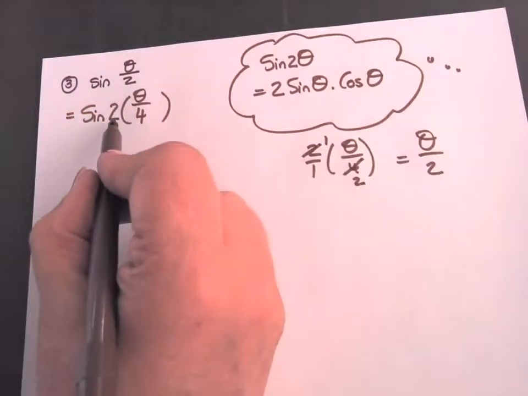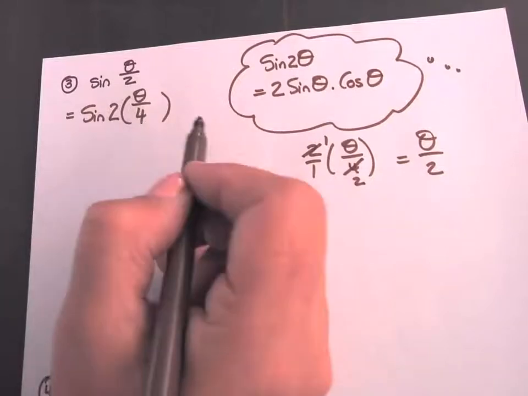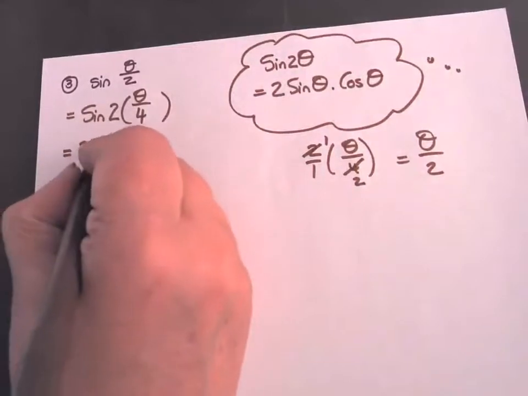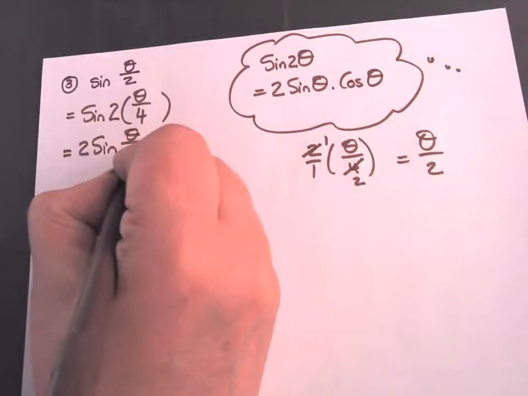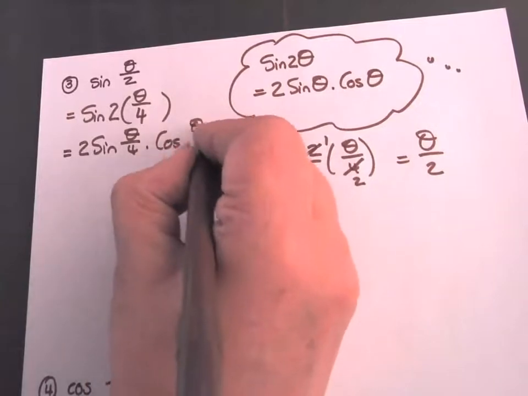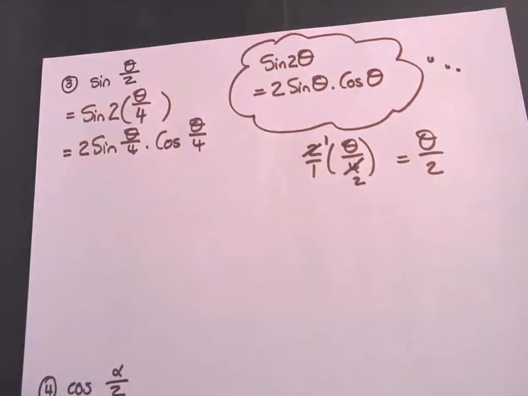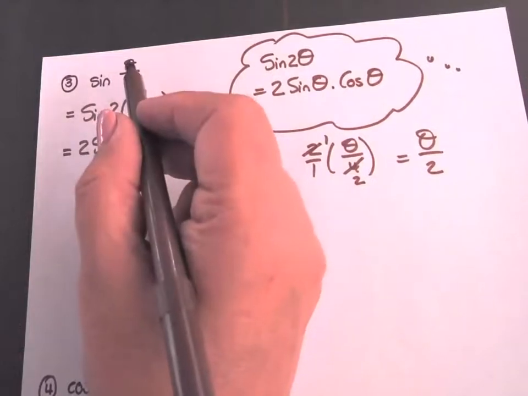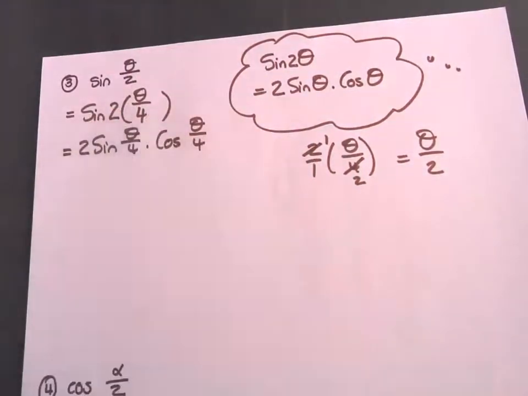Okay. And when you have a double angle pattern, you can use this formula. So it will be 2 sine theta over 4 times cos theta over 4. Okay, so don't be fooled or get stuck in a big sum when they put in a half somewhere. You can change that to a double angle, and then you use the recipe for the double angle.